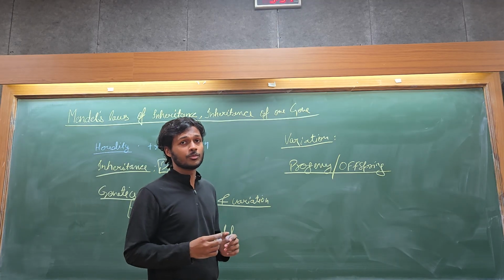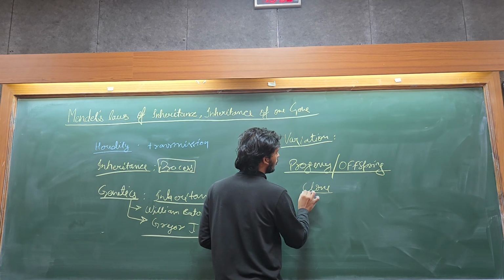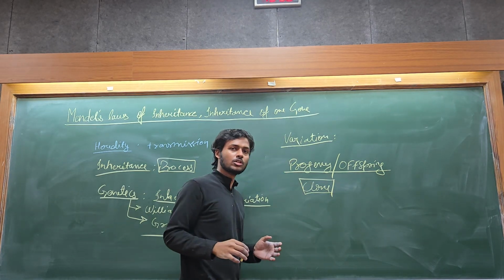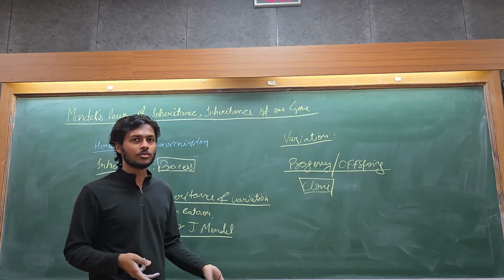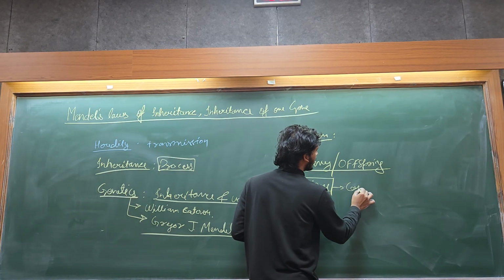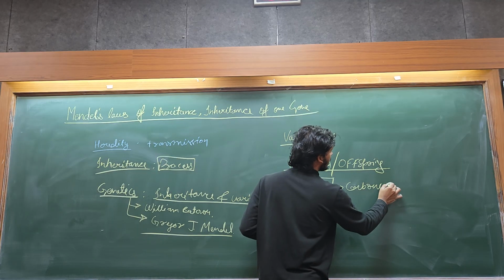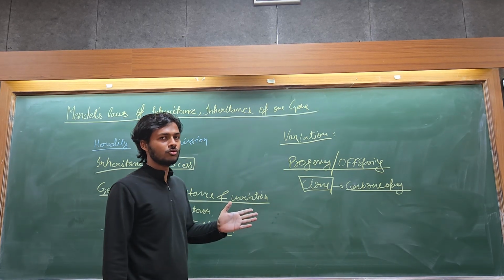But for asexual reproduction, a special term has been given. It is called clone. The organisms which are produced through asexual reproduction are termed clones. Clones are carbon copies of their parents, and clones are produced through mitosis.